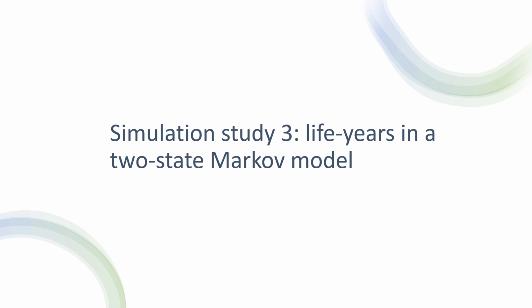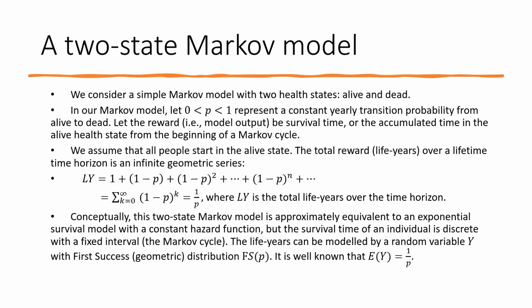Simulation Study 3 compares bias in expected life years in a two-state Markov model in probabilistic versus deterministic analysis. We consider a simple Markov model with two health states, alive and dead. Conceptually, this two-state Markov model is approximately equivalent to an exponential survival model with a constant hazard function, but the survival time of an individual is discrete with a fixed interval, the Markov cycle.